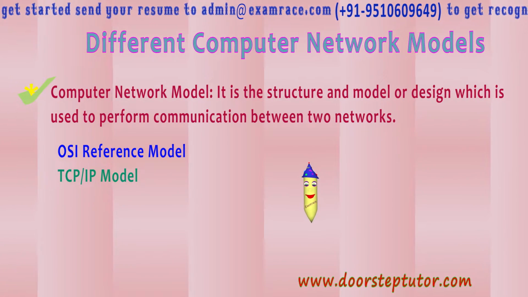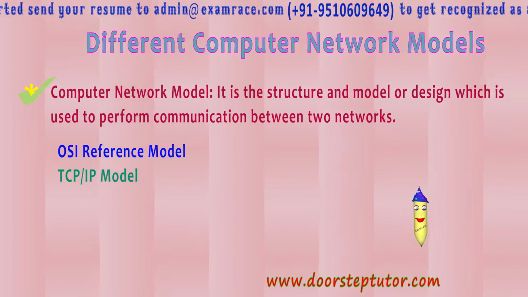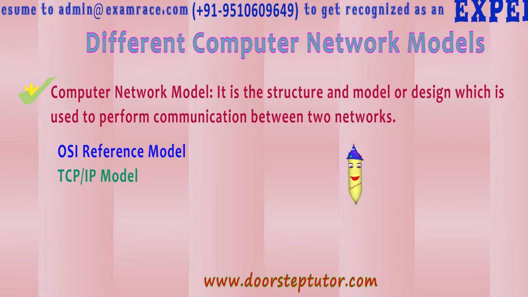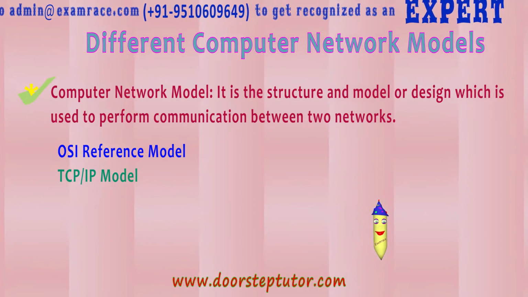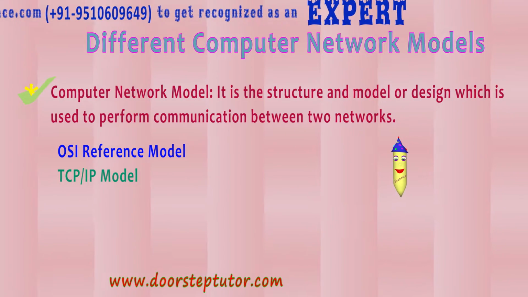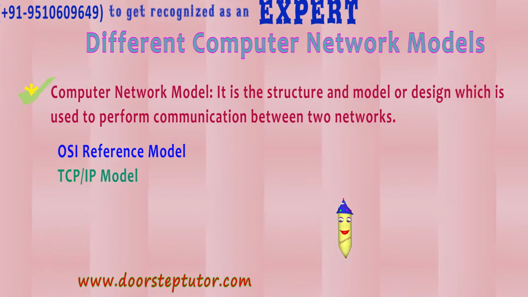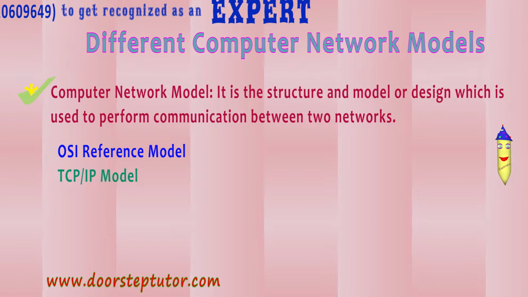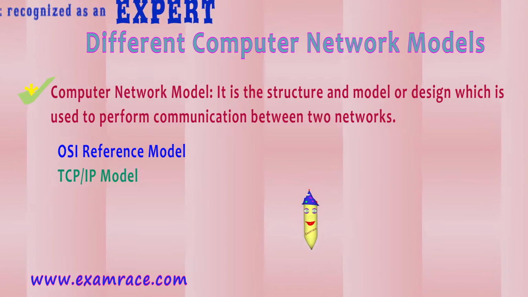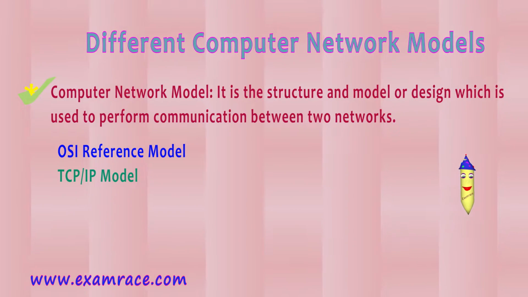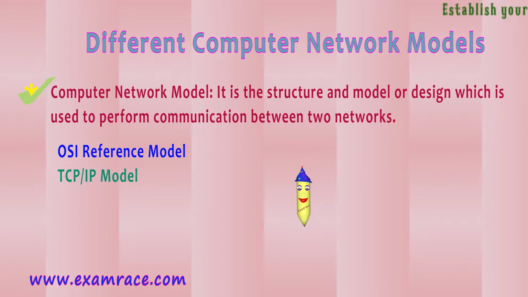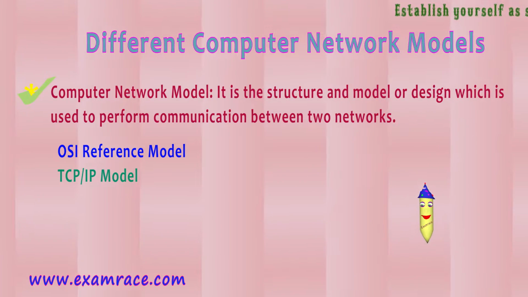Now let's come to the definition of computer network model. First we should understand what the computer network model is. Then we will focus on the different models like OSI and TCP/IP. So what is a computer network model? It is a structure or a design which is used to perform communication between two networks. If we have two or more networks, we need to communicate between each other. What we exactly need is a model. We should have a structure or a design through which we can communicate easily between the networks according to the requirement. So we have two types of network models.